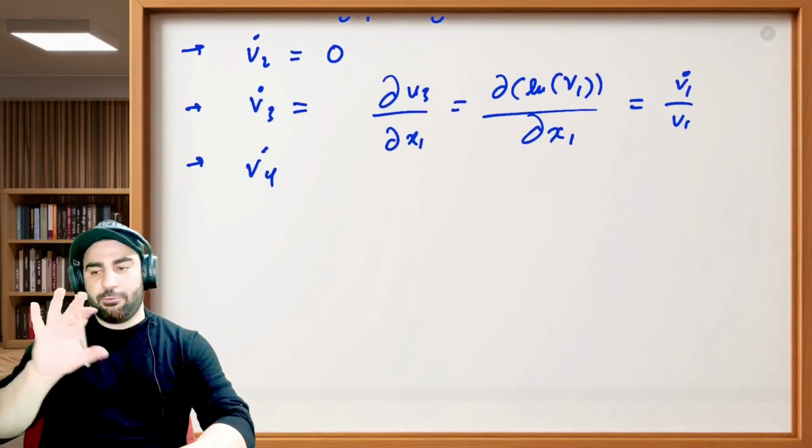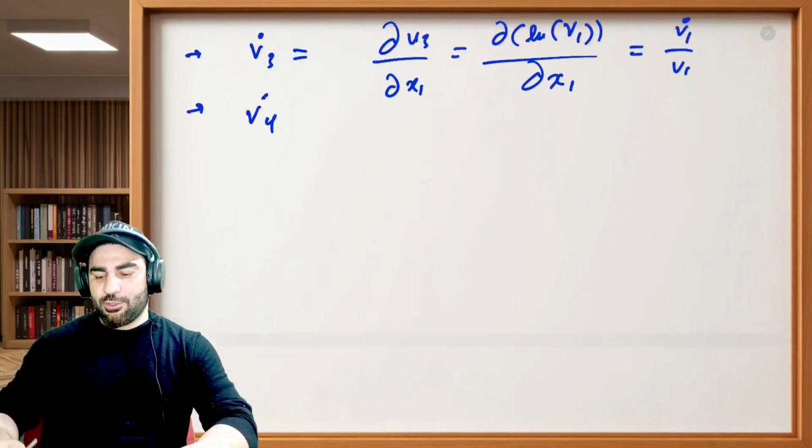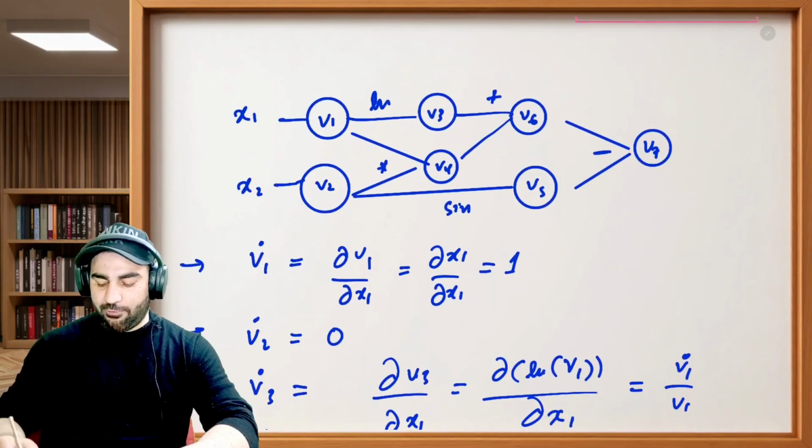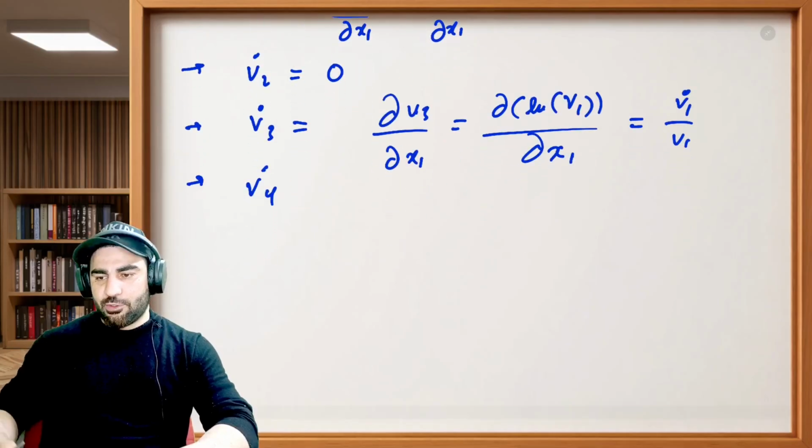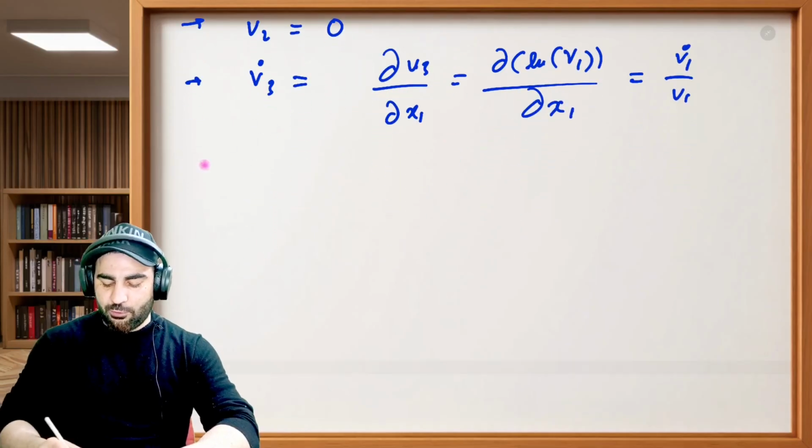Now seeing v4, how did we arrive at v4? v4 was v1 multiplied by v2, so you can use the product rule there. If I directly write that, you can do the computation easily now.